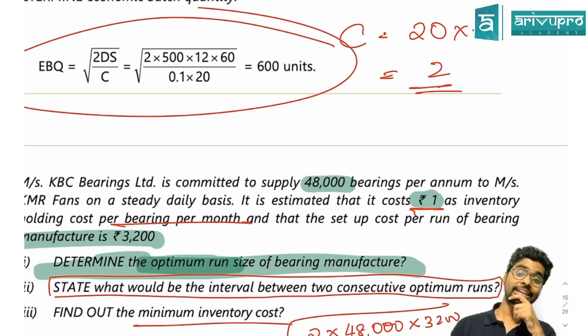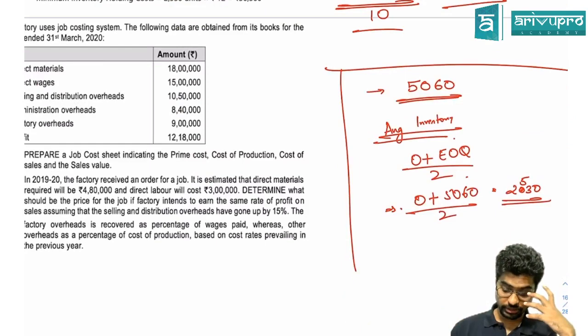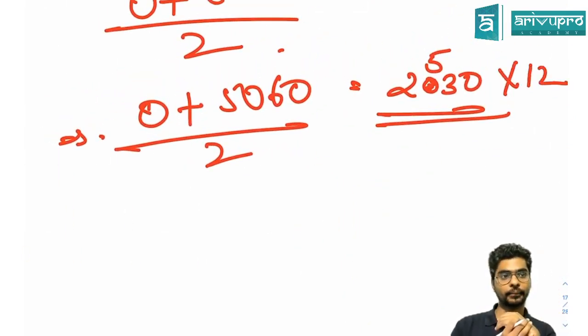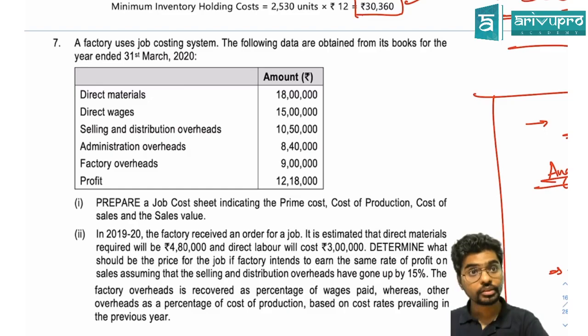What is my inventory carrying cost? Inventory carrying cost is what? 1 per month. I have to find inventory cost per annum. That means what? This 2530 I have to multiply by 12. How much does it come to? 30,360. Are you guys clear?